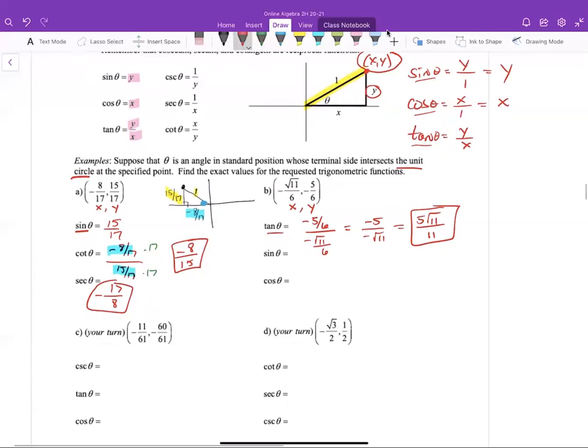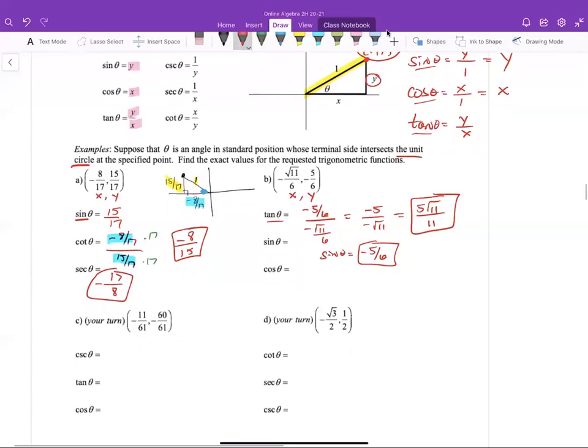Sine is y, and so sine of theta is equal to the y value, which is -5/6. Cosine is x, and so cosine of theta is -√11 over 6.